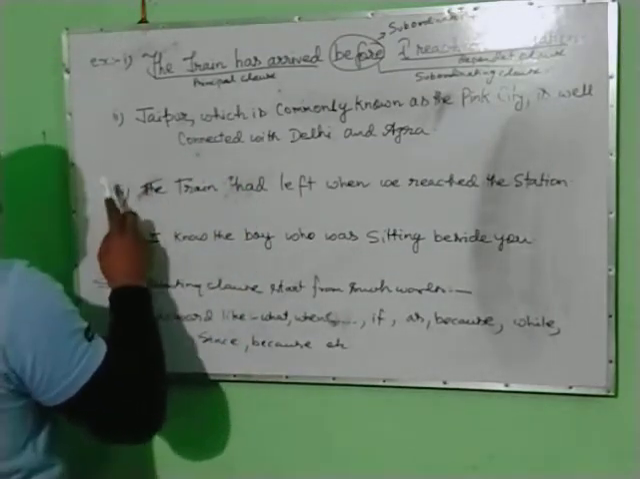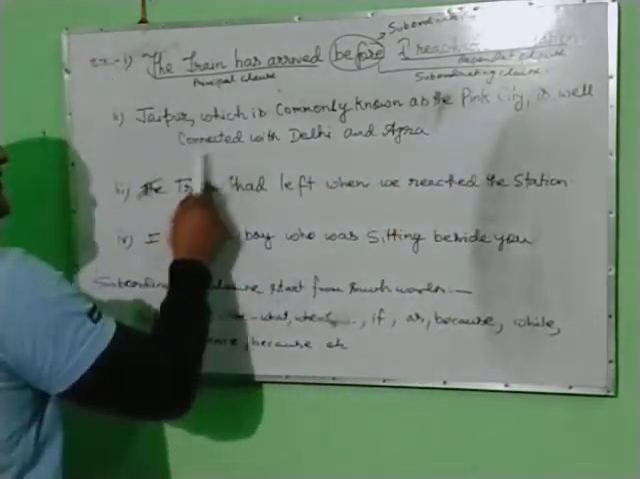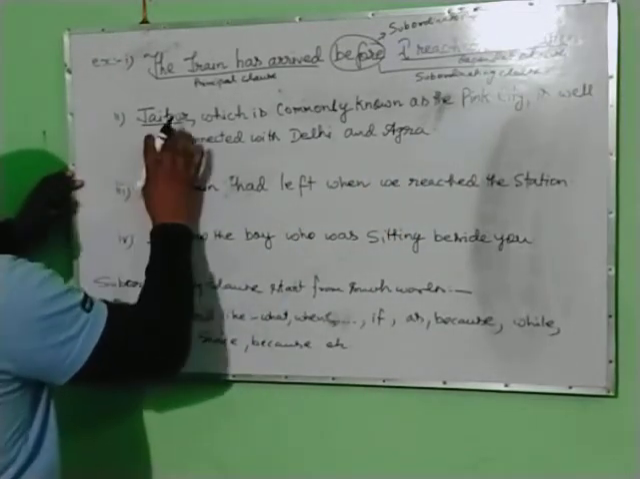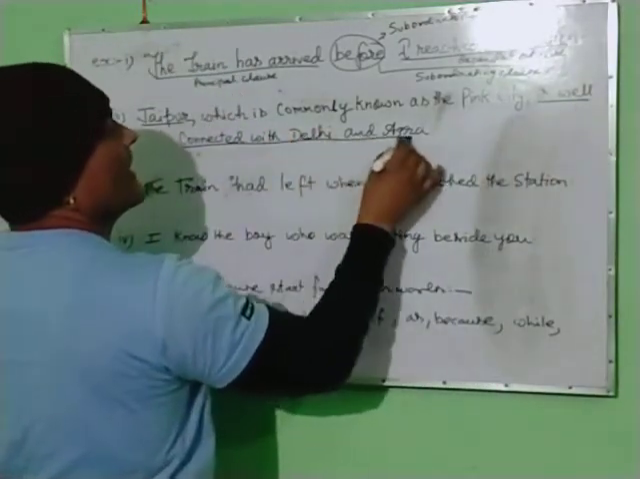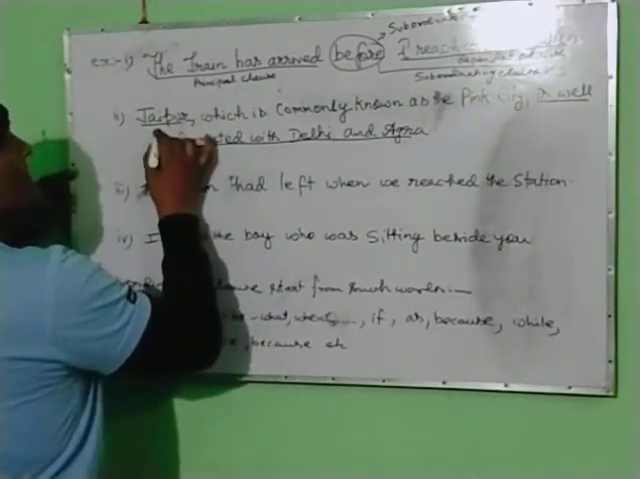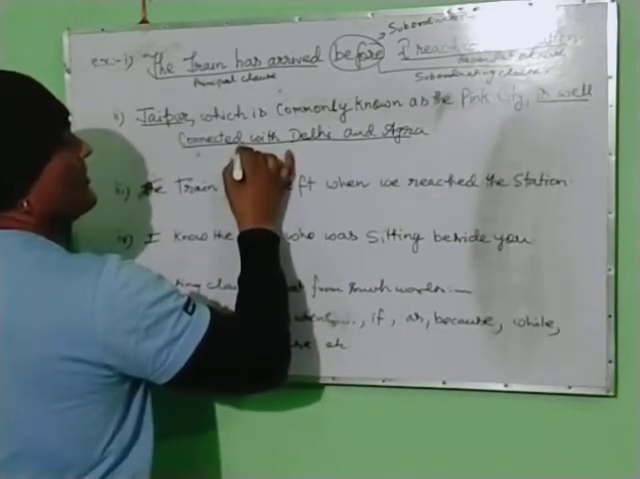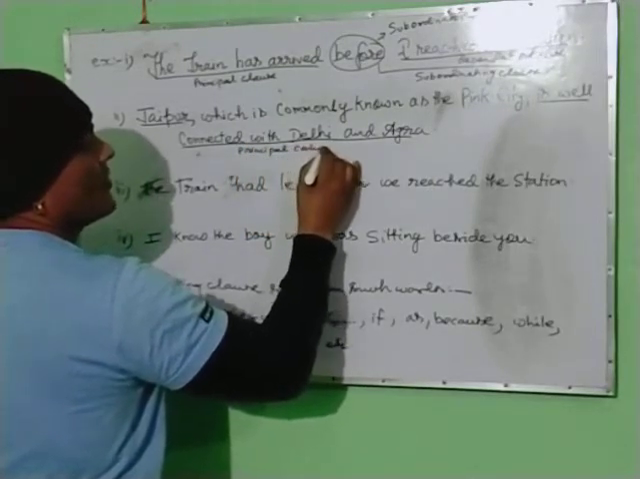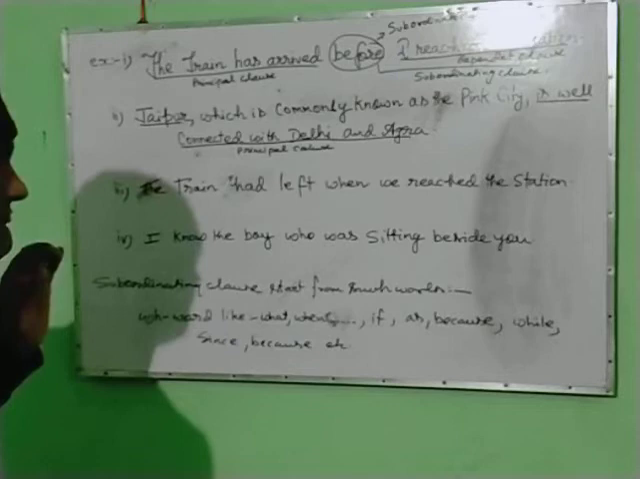Have a look at the second example. Jaipur, which is commonly known as the Pink City, is well connected with Delhi and Agra. Here we have the principal clause: Jaipur is well connected with Delhi and Agra. It makes a complete sense, so it's a principal clause. It reflects a complete sense.